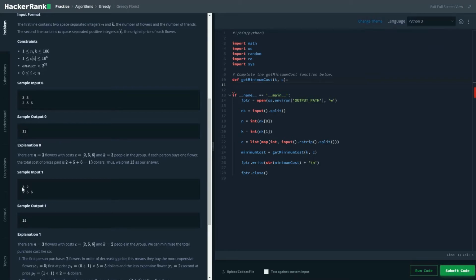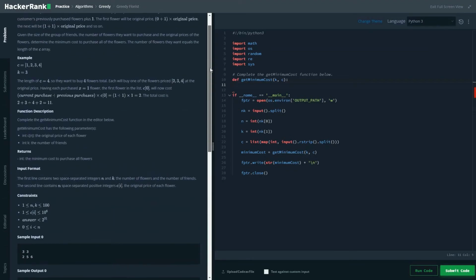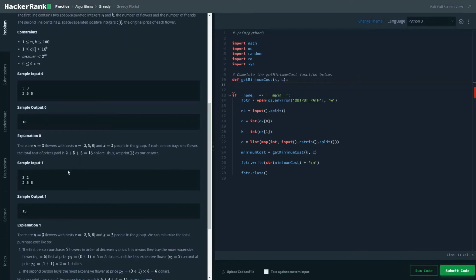Here is a similar case, but the total number of customers here is 2, and the total number of flowers here is 3. So at least one customer must purchase a flower twice, and as you know, the florist is a bit greedy. So if the same customer is repeated, he would be increasing the price by 1 plus 1 multiplied by the original price, which would be twice the original price.